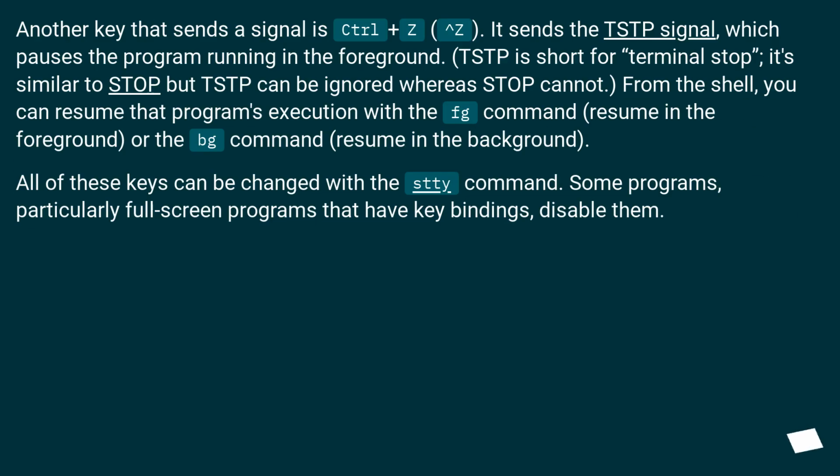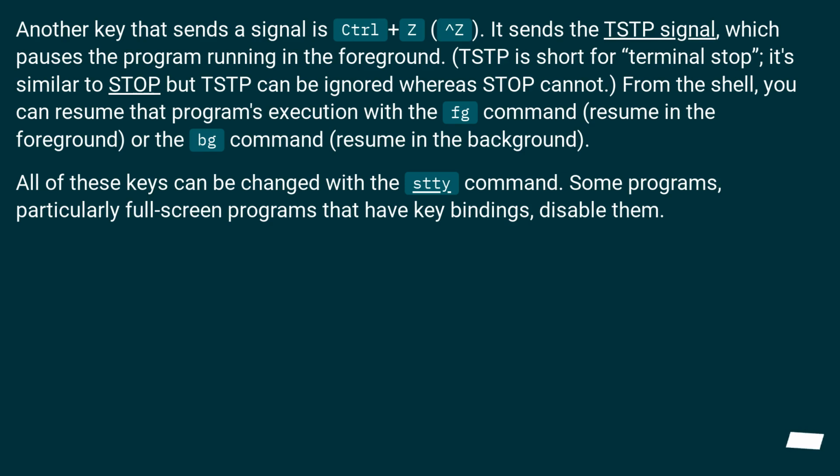Another key that sends a signal is Control+Z, "Z". It sends the TSTP signal, which pauses the program running in the foreground. TSTP is short for terminal stop. It's similar to STOP, but TSTP can be ignored whereas STOP cannot.